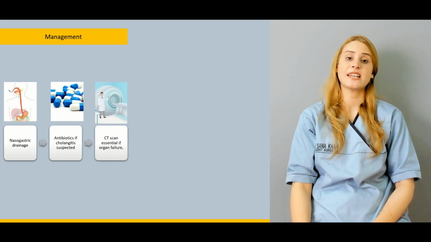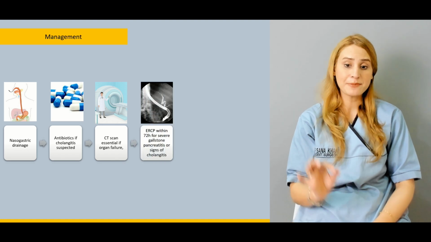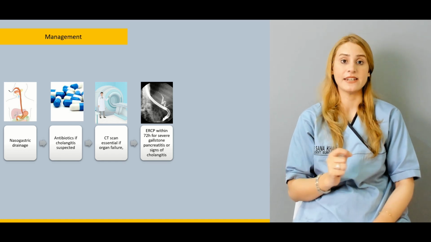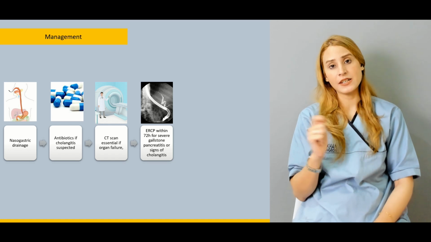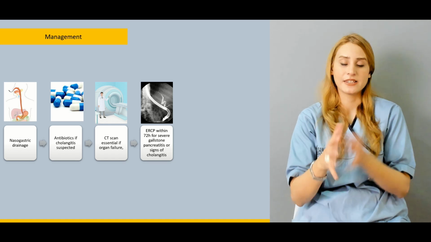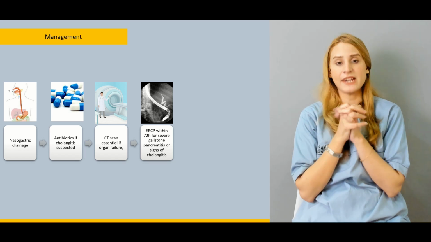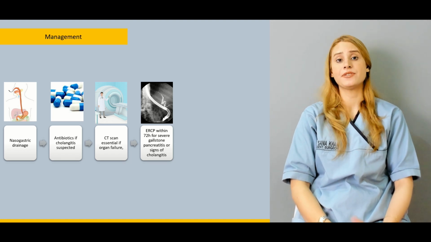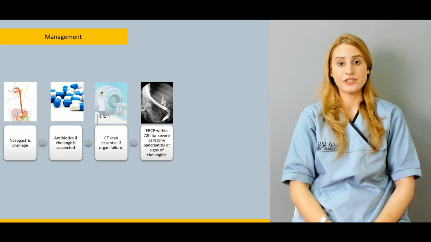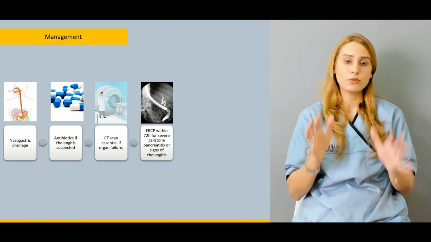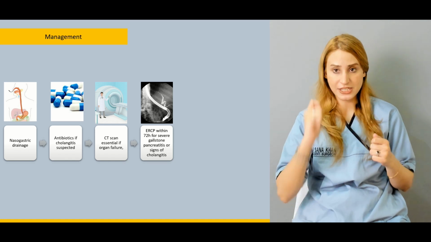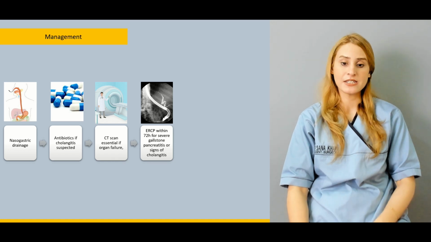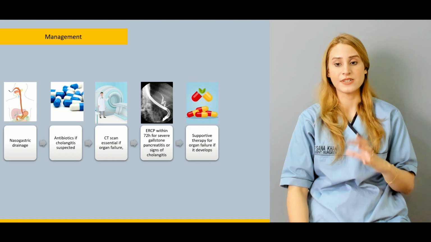CT scan is very much essential for the organ failure, and ERCP within 72 hours for severe gallstone pancreatitis or signs of cholangitis. Because within 72 hours, usually the acute episode of the pancreatitis gets resolved. So in case of that, after the 72 hours, you can go for the endoscopic retrograde cholangiopancreatography. And obviously putting the tube drainage is very much important, right? So ERCP within 72 hours of the severe gallstone pancreatitis or signs of cholangitis.